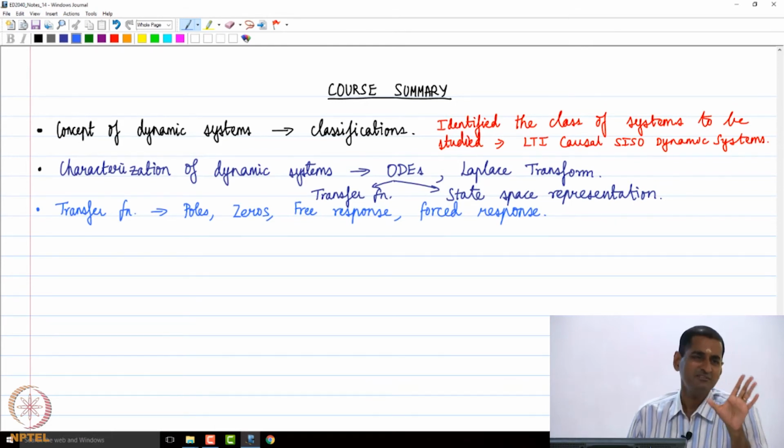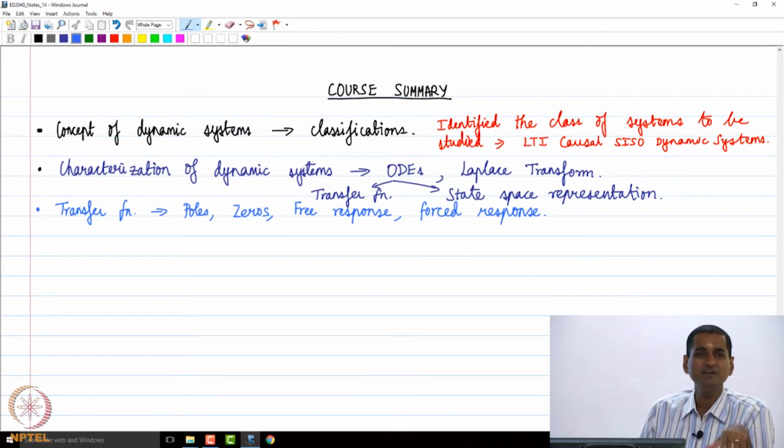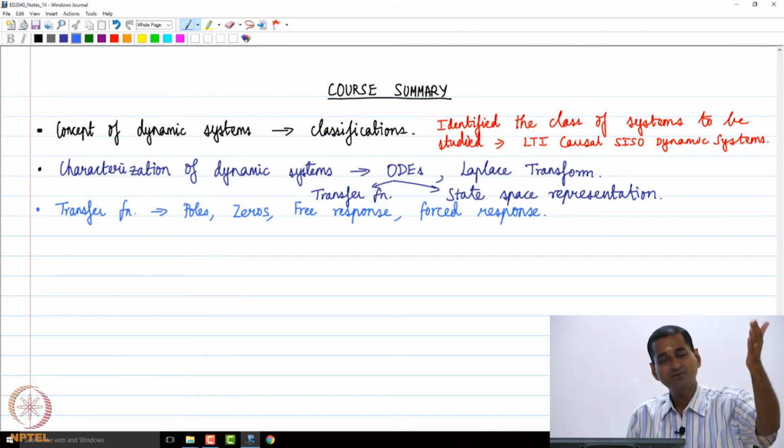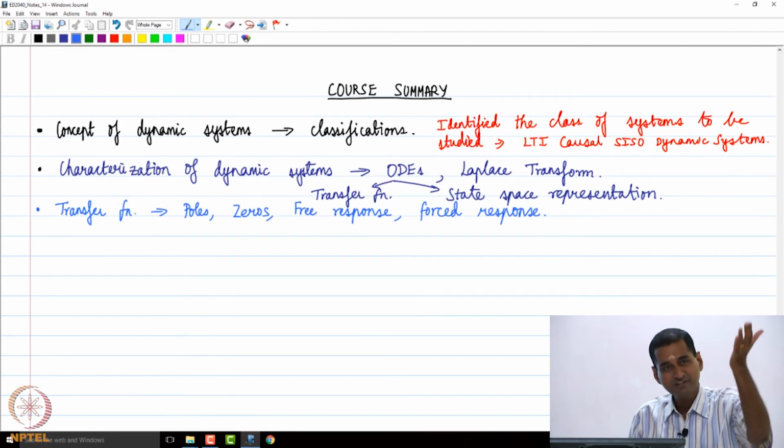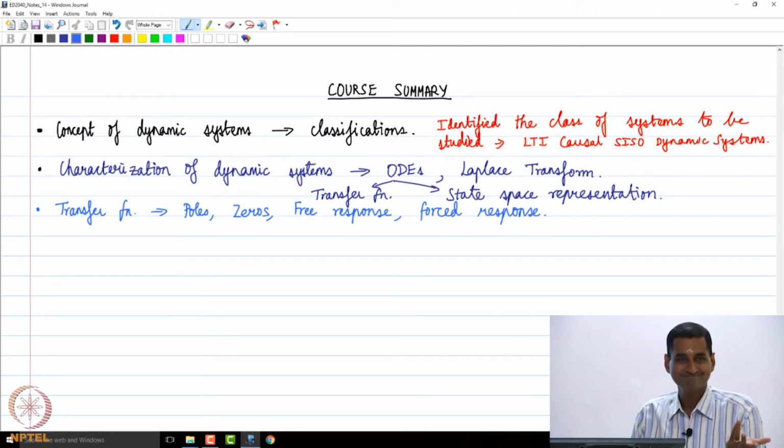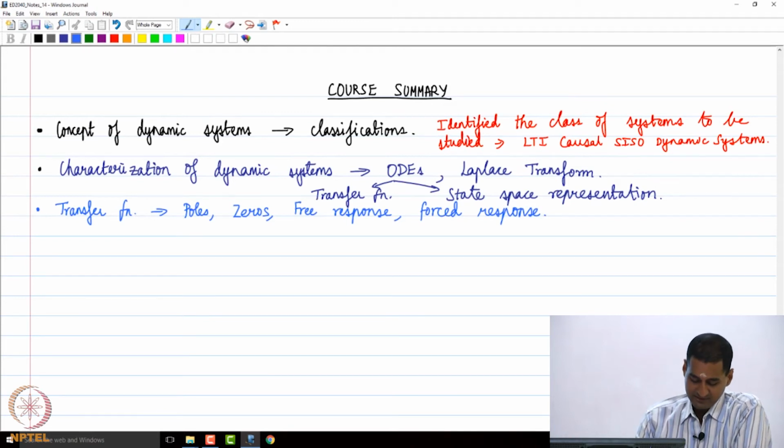The free response would affect the output if the initial conditions are non-zero, but the argument typically given is that the contribution of the free response is anyway going to go to 0 if you design a stable system. That's why we are looking at the forced response predominantly. Then what did we learn?